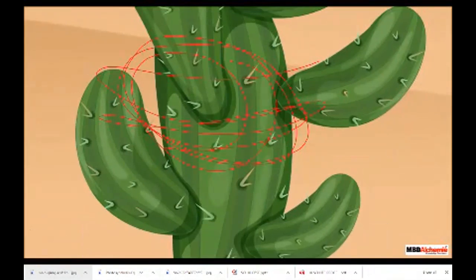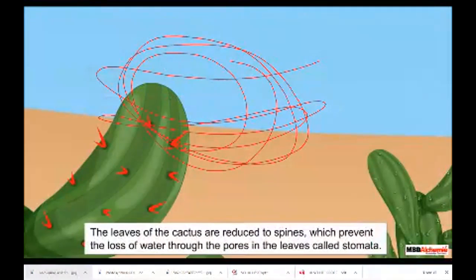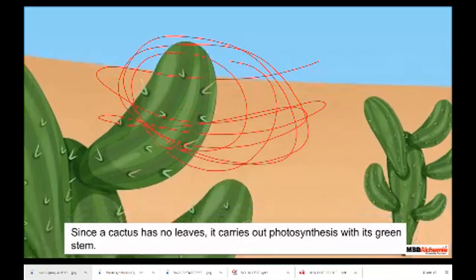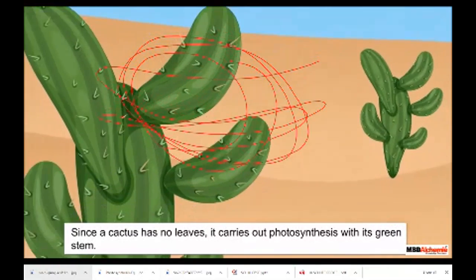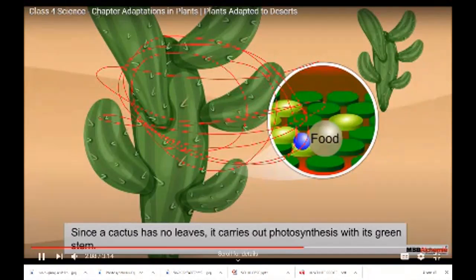You can also notice that a cactus has no leaves. Actually, the leaves in cactus are reduced to spines. This is an adaptation of this plant to prevent the loss of water that occurs through the pores in the leaves called stomata. Since a cactus has no leaves, it carries out photosynthesis with its green stem. So, the food for the cactus plant is made in its green stem.